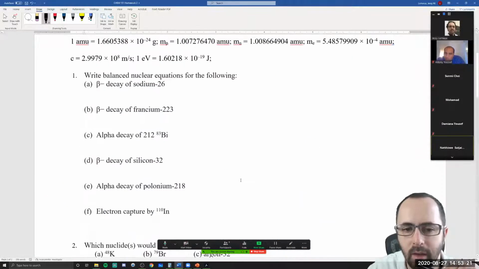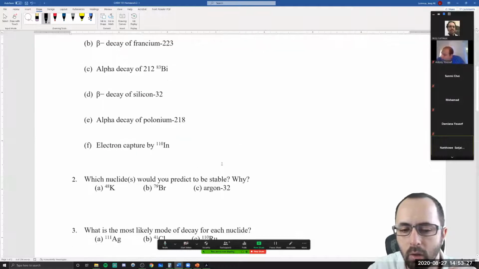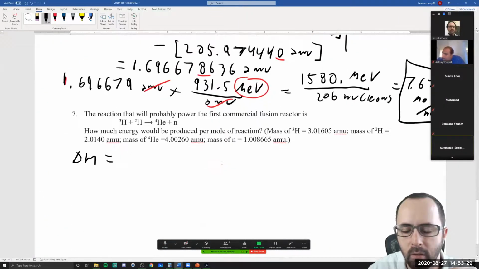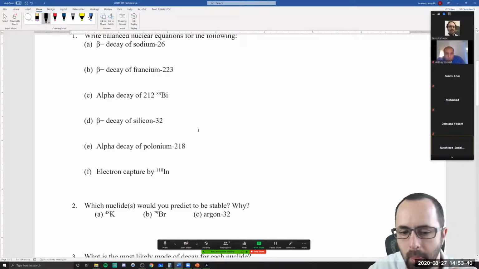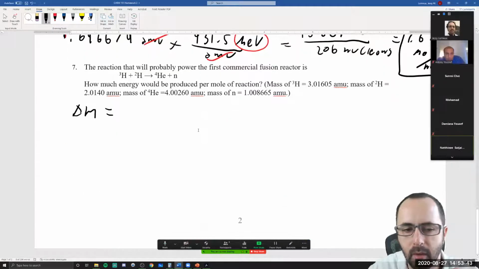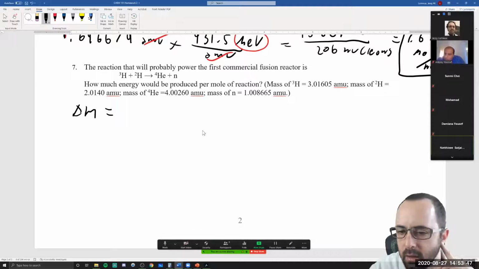One thing you might need for this one, if you're going to do energy, is to convert the electron volts to joules if you use that shortcut. Or you could just convert the AMUs to kilograms and use E equals MC squared. Both of those ways are fine. It's the same type of thing. You're going to get the delta M. That'll be in AMUs. Then you can convert that to electron volts, or you could use E equals MC squared.